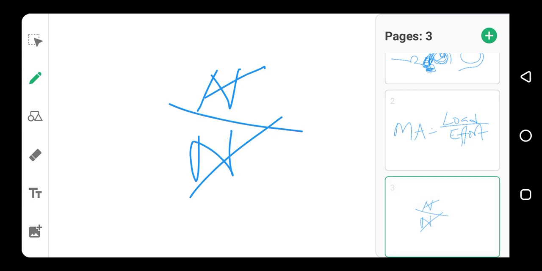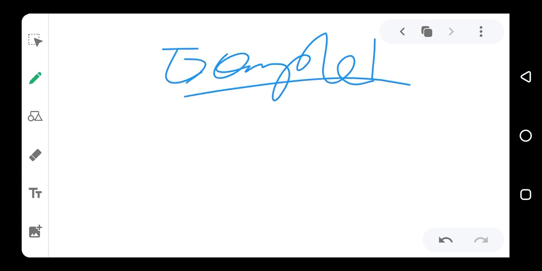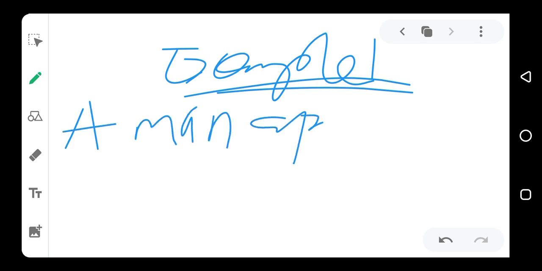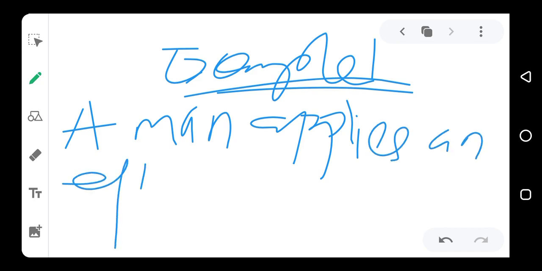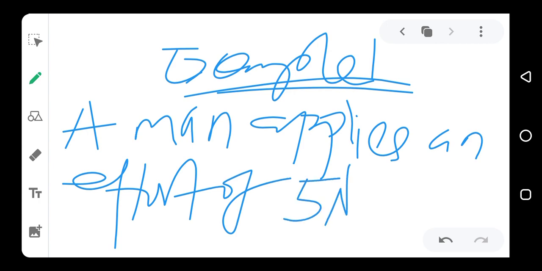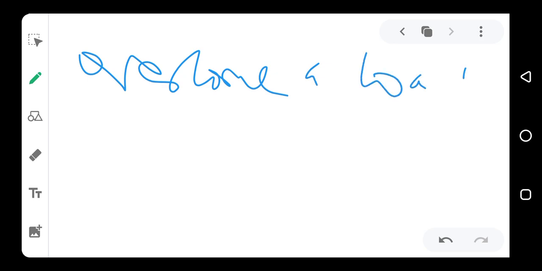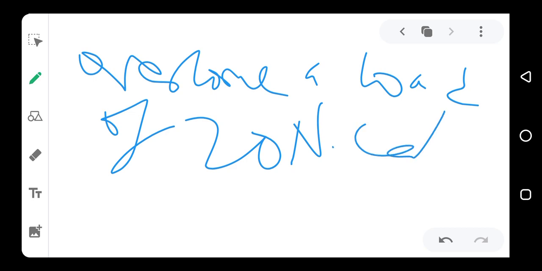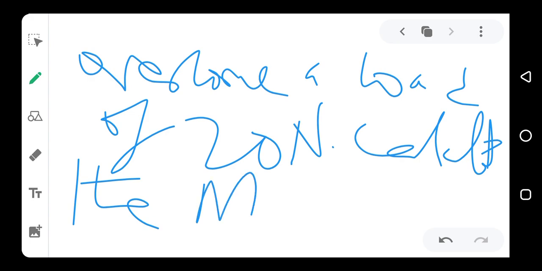Now let's see examples. A man applies an effort of 5 Newton to overcome a load of 20 Newton. Calculate the mechanical advantage.